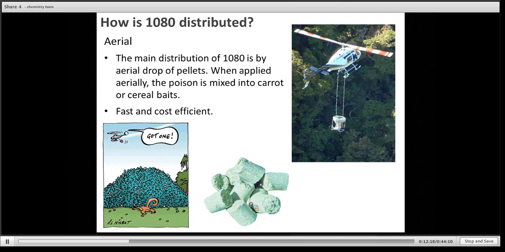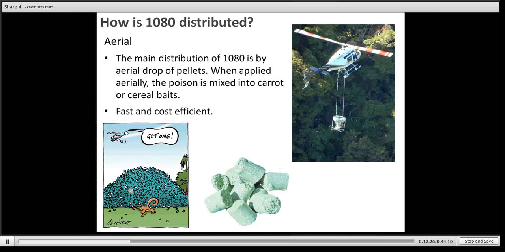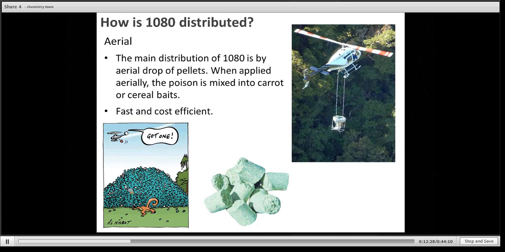This is just a cartoon because in the past a lot of pellets were distributed. Now there's 10 times less being distributed. It's really reduced the amount, but it's still as effective. So it's either used as a cereal bait as shown here, or it's in carrots. So they cut up the carrots and coat it with the 1080.